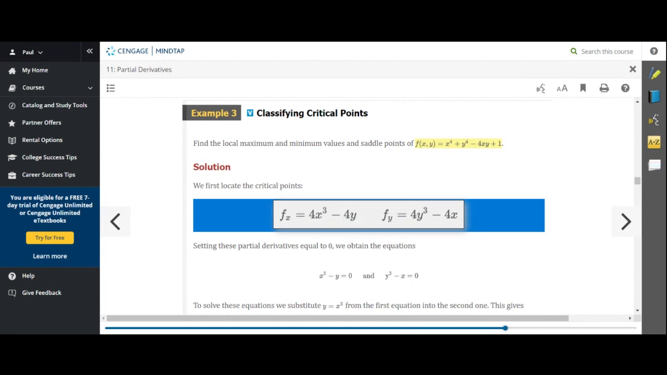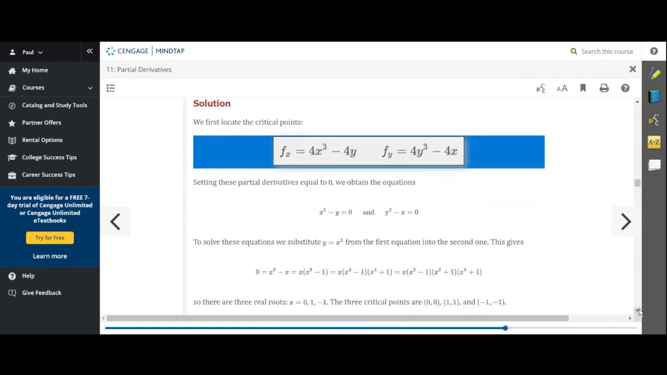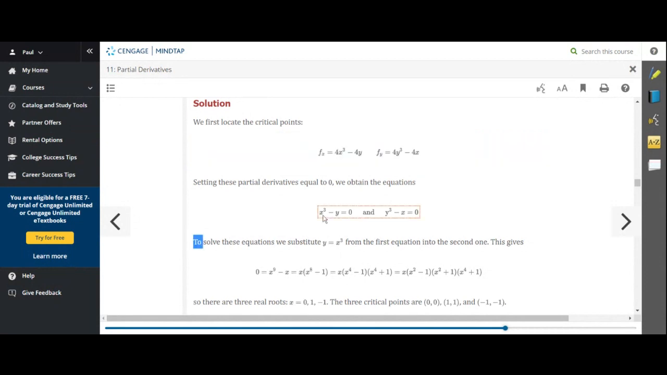So yeah, you're setting the partial derivatives equal to 0. Okay, and then I guess I misspoke here. I mean, it would be okay to do that, but let's not do that. You set both partial derivatives equal to 0. Okay, and you're trying to solve for x and y.